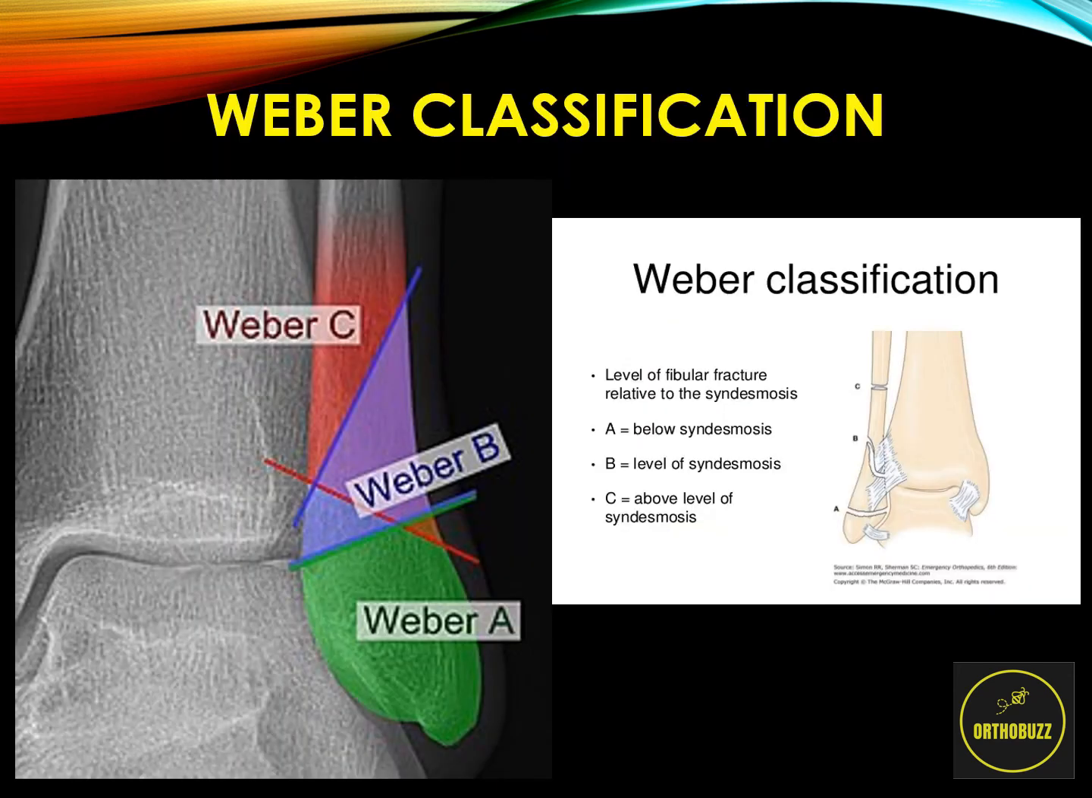And this is the basis of the Weber classification. The Weber classification looks at fibular fractures only, relative to the syndesmosis. As we can see, it's split into A, B, and C. A Weber A fracture is distal to the syndesmosis. So the syndesmosis would be where my arrow is now, and a Weber A fracture is distal to that.